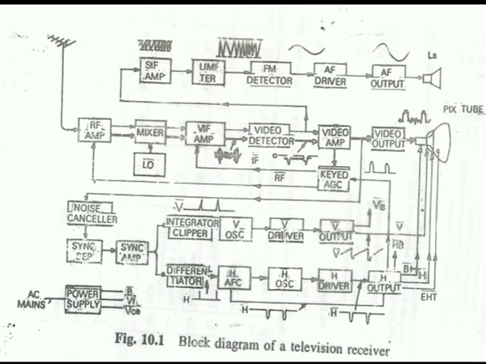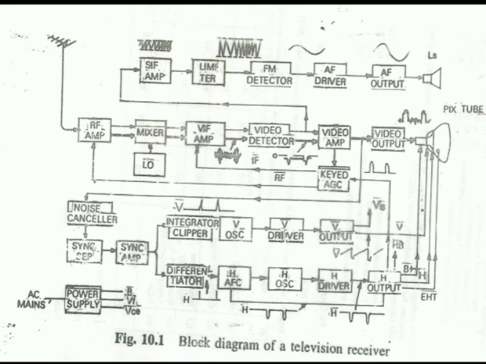In the video IF amplifier, the IF signal is amplified and sufficient gain is provided. The AGC voltage is applied to all the separate IF amplifiers except the last IF amplifier. From the video amplifier, the signal is applied to the video detector. The signal obtained from the video IF amplifier is injected into the video detector, that is, given as input to the video detector circuit.